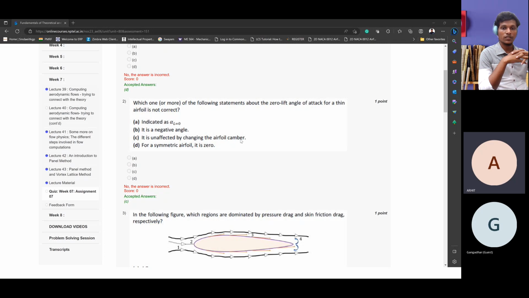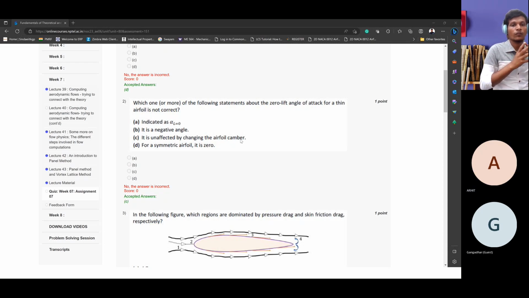Option C, it is unaffected by changing the airfoil camber. That is the point. It is the unaffected point. Because the camber changes, it will get affected in that case. So you should check option B and C. If you have ticked option B, you can raise the question that they did not mention whether it is positive camber or negative camber. So option C is the answer directly.